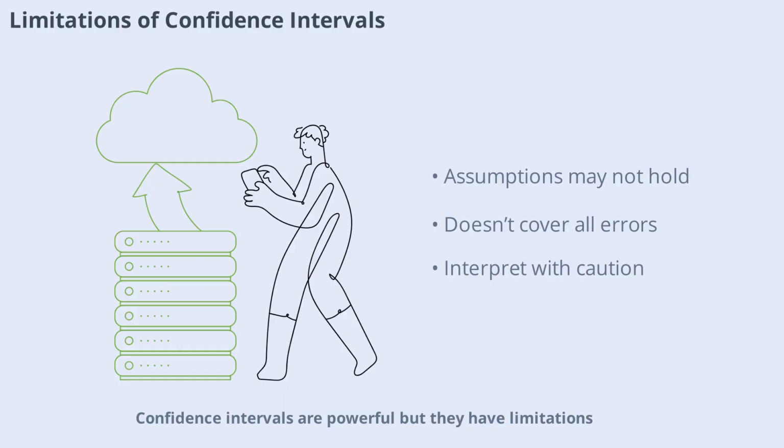Confidence intervals are powerful, but they have limitations. They rely on assumptions about the data and sampling process. If these aren't met, the interval might not be accurate. Also, they don't account for all sources of error, like measurement mistakes or bias. Being aware of these limitations helps you interpret results with the right level of caution.